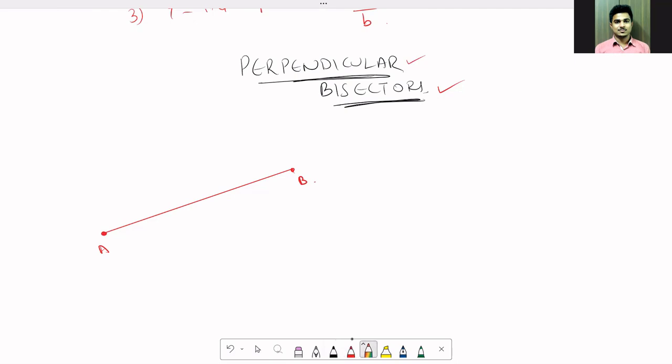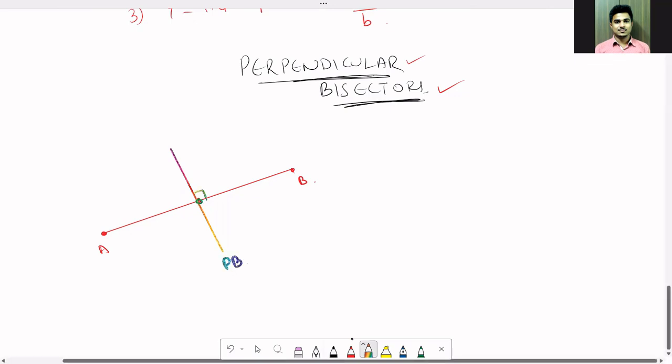So, I need to find a point in AB so that that point divides AB into equal parts. And from that point, I need to draw another line that is at 90 degrees to the original line. So this line that we can see now is my perpendicular bisector. Let's call it PB for the time being. So these are the things I need to do.